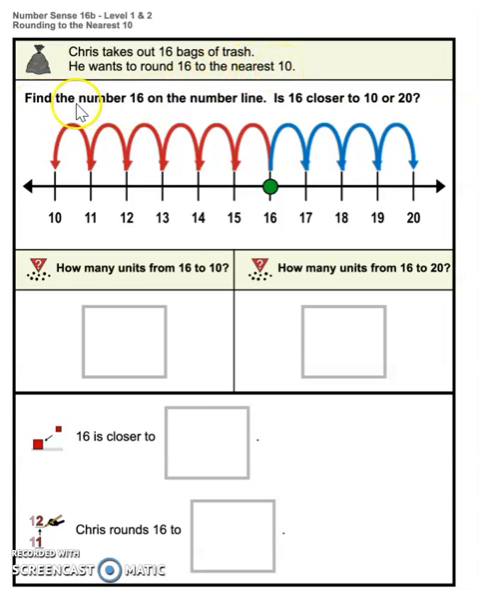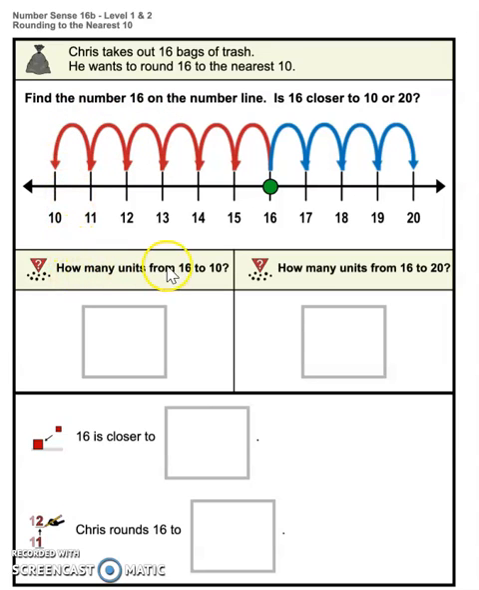Our first step is to find the number 16 on the number line. Let's find it. 10, 11, 12, 13, 14, 15. Here's 16, so we put a dot on our number. In this worksheet, they already put the dot for us. So we're off to a good start. Is 16 closer to 10 or 20? Well, we need to count. In the example, we counted down first, so let's count down first. 1, 2, 3, 4, 5, 6.